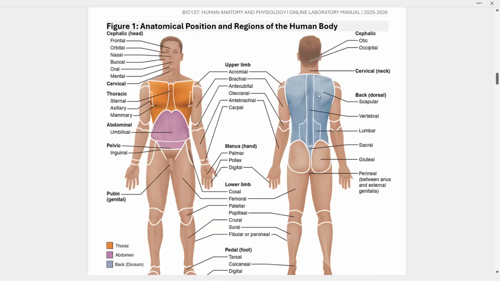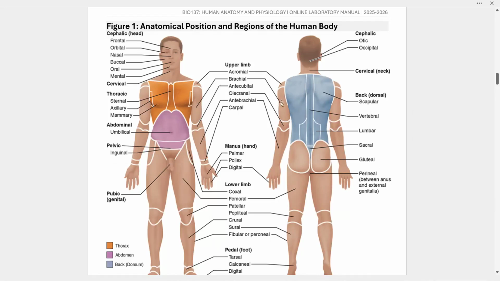So we have the scapular region, the vertebral region, the lumbar region, your low back, sacral region, and gluteal region. We also have the perineal, which is between the anus and the external genitalia. Now, the limbs, we have the upper limbs, which we have the acromial area, which is at the top of the deltoid. Brachial means arm.